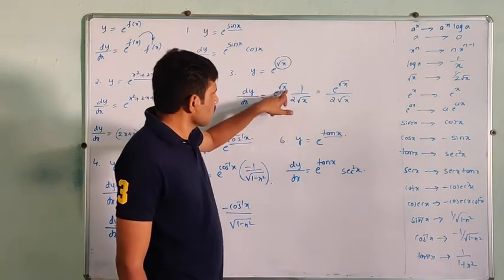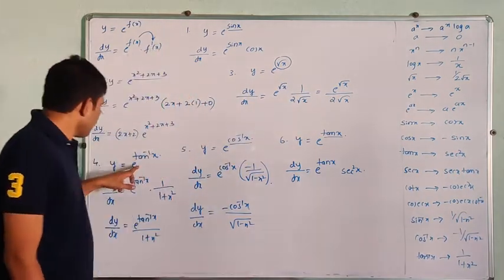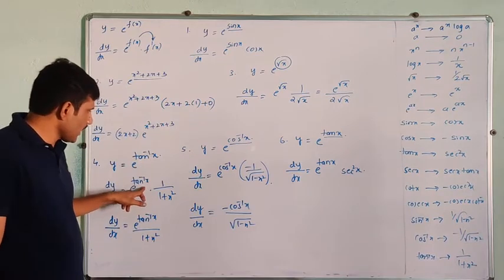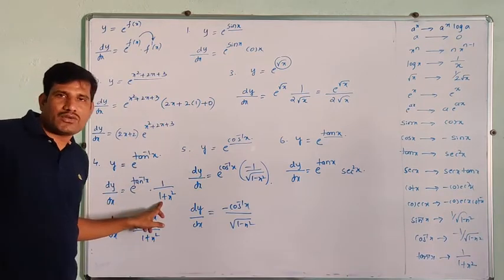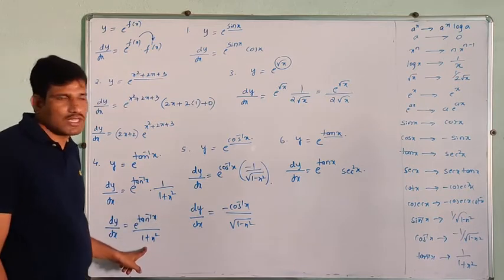Derivative of e raised to root x is e raised to root x into derivative of root x, which is 1 by 2 root x. Derivative of e raised to tan inverse x is e raised to tan inverse x into derivative of tan inverse x, which is 1 by 1 plus x square. That is e raised to tan inverse x by 1 plus x square.